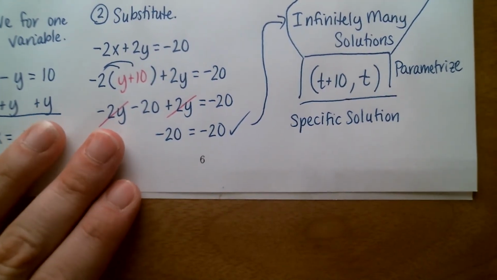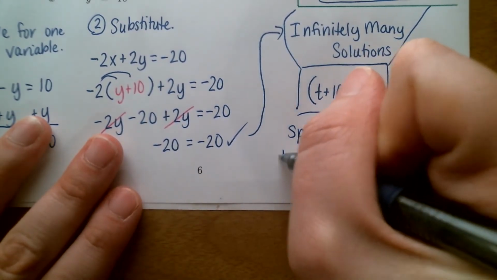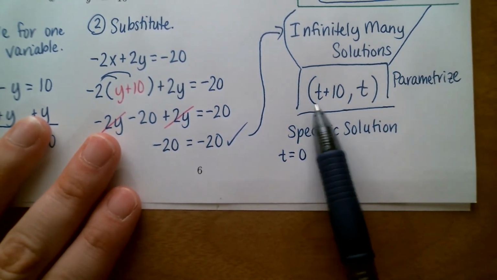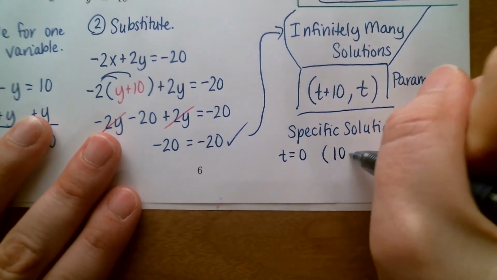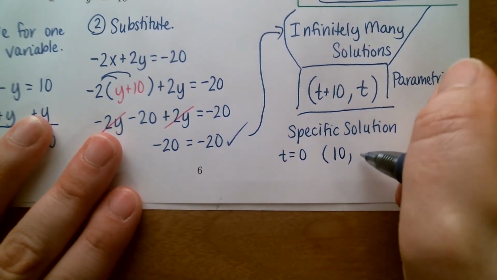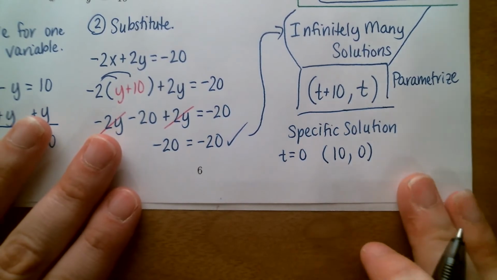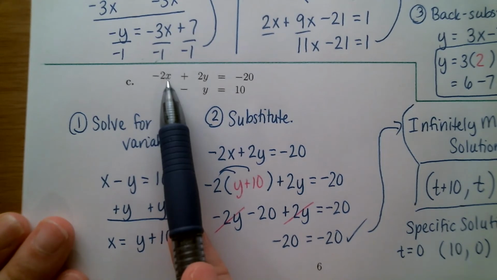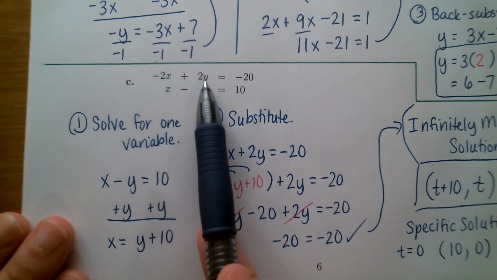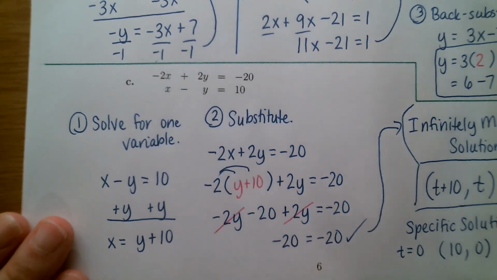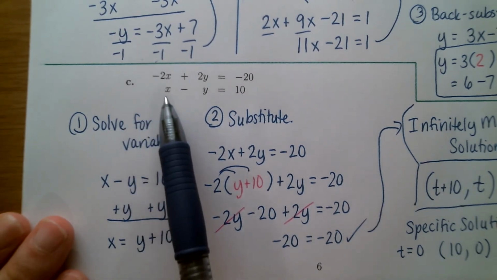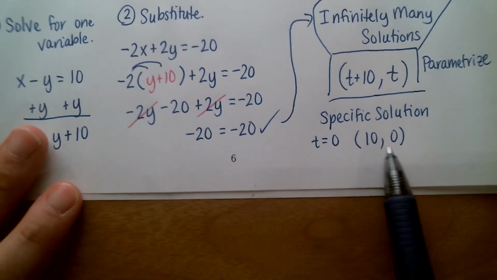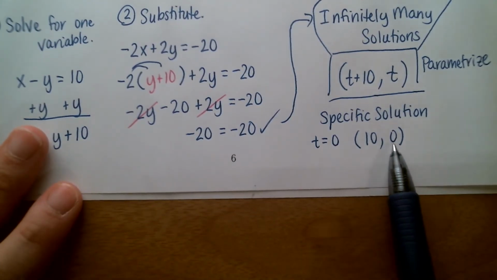All you have to do is pick a t value. I'll pick t equals 0. If t is 0, then it's 0 plus 10, so the x value would be 10, and the y value would be t, which is 0. You can go and check that that works. Negative 2 times 10 is negative 20, plus 2 times 0 is 0, so that gives you negative 20. That's correct. Or if I did 10 minus 0, that gives me 10. So this is a specific solution. This would be the x coordinate, this would be the y coordinate.